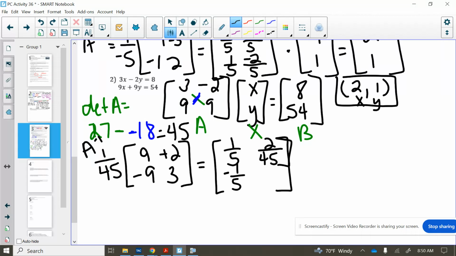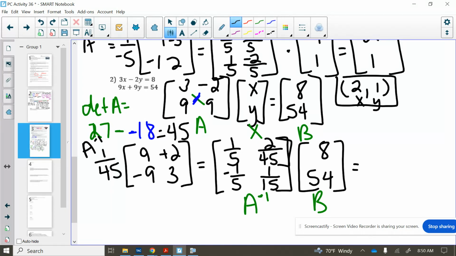Negative 9 over 45 reduces to negative 1/5. And then 3 over 45, when we distribute that through, simplifies to 1 over 15. So this is A inverse that we can then multiply by matrix B, and we get a product this time.